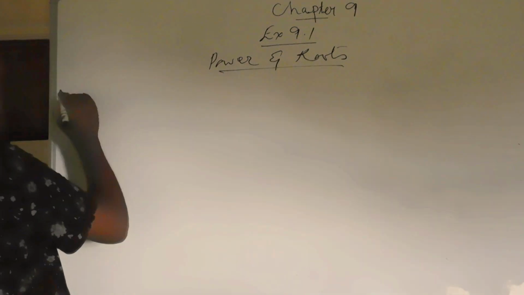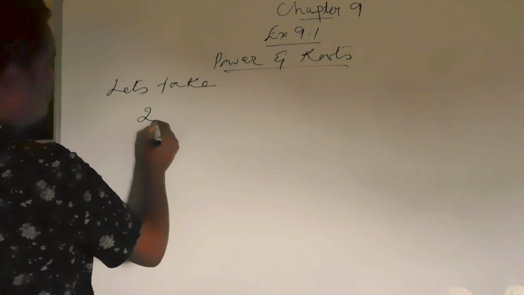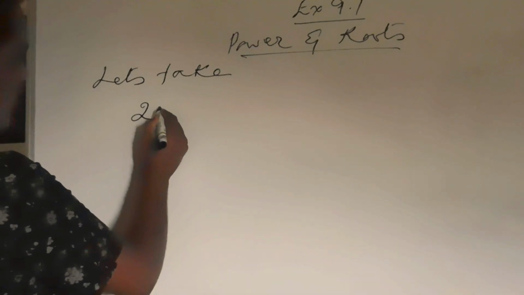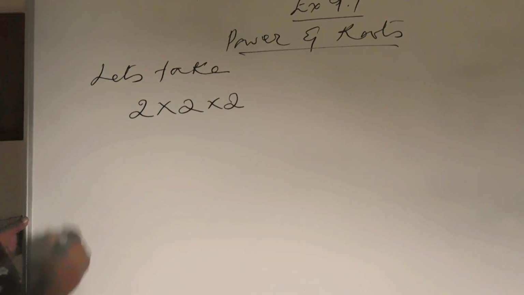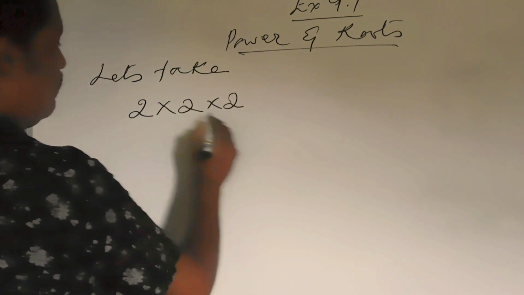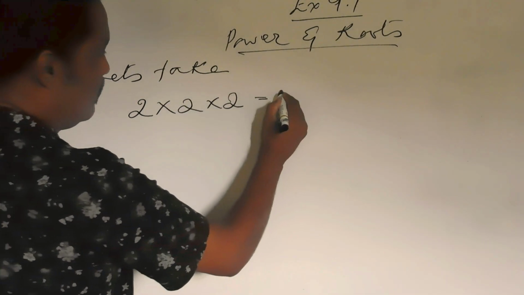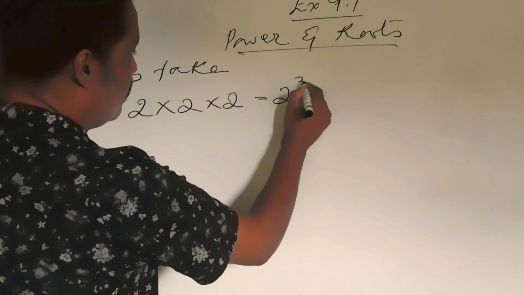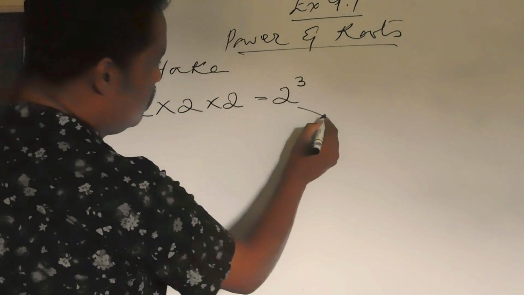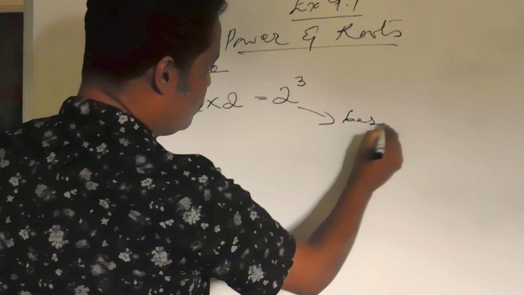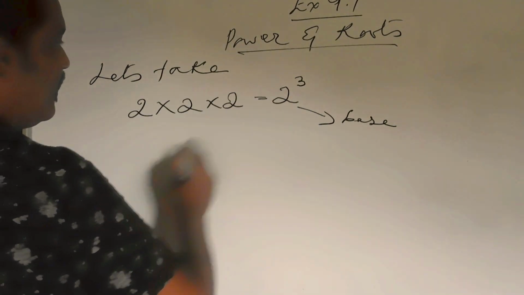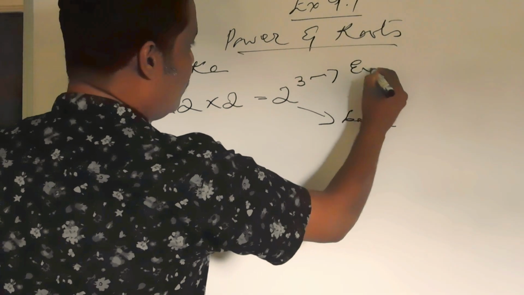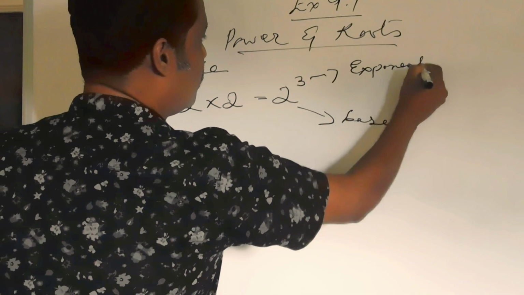Now, power. Suppose I take a number 2. If I multiply it 3 times, that is 2 into 2 into 2, this is called product form, and this product form can be written in power form, that is 2 to the power 3. Here 2 is called the base. Why is it called the base? Because this is the number which we are multiplying. So this is the base, and 3 is called the exponent or also the power.